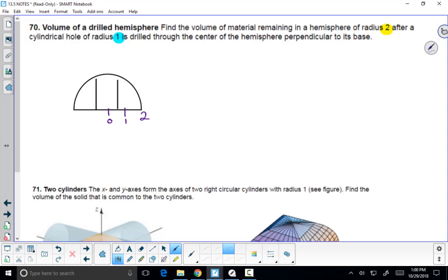Isn't it a radius one, not a diameter one? The radius is 1, so the diameter is 2. Thank you. Yeah, so we'll move those guys over. So that kind of thing.